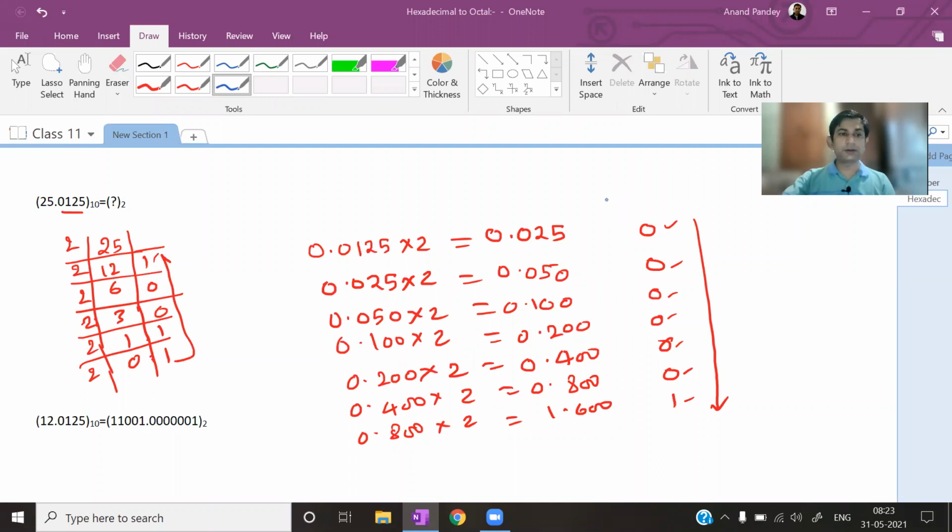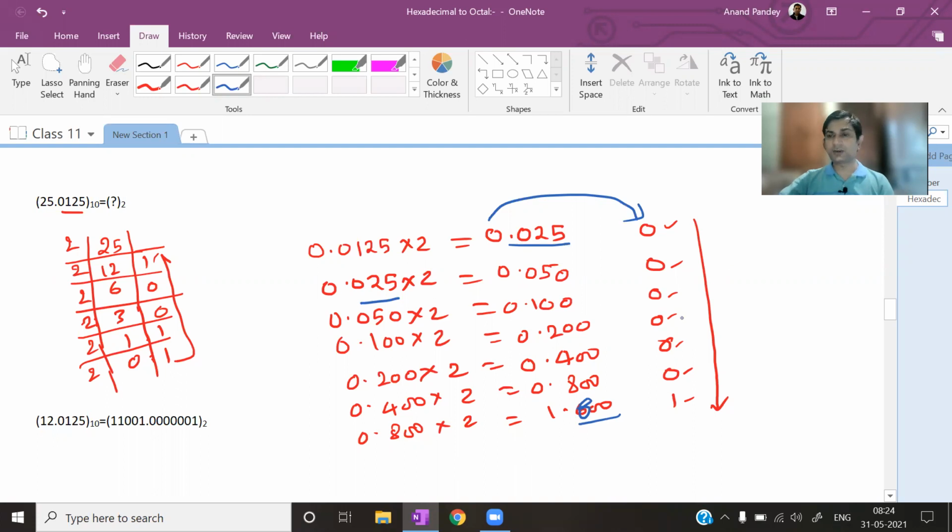See this another example, 25.0125. Okay. See, I am repeating the same process, multiplying with 2, writing the integral part here, and the fractional part I am taking for further calculation, and so on. And sometimes it will happen that you will not get 0 in the fractional part. You will go on multiplying, but you will not get 0 in the fractional part. फ्रैक्शनल पार्ट में 0 आएगा ही नहीं. ओके, मल्टीप्लाई करते जाओगे 0 आएगा नहीं.